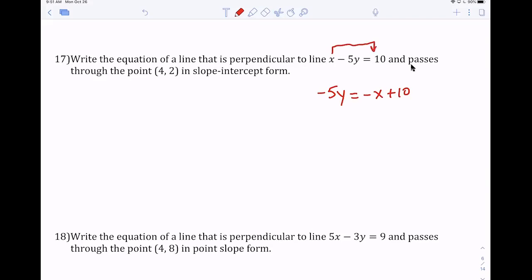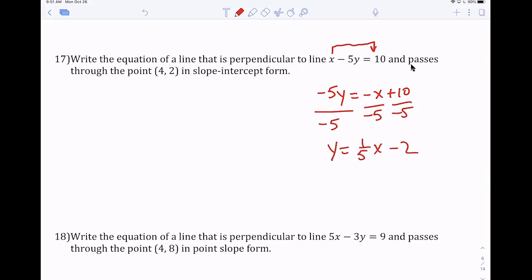Now what do I have to do? Move the y. No, the y has to be a 1. Divide by 5. Yes. Okay, we're going to knock this out. Divide by -5, divide by -5, divide by -5. Please look up. y equals 1/5 x minus 2.